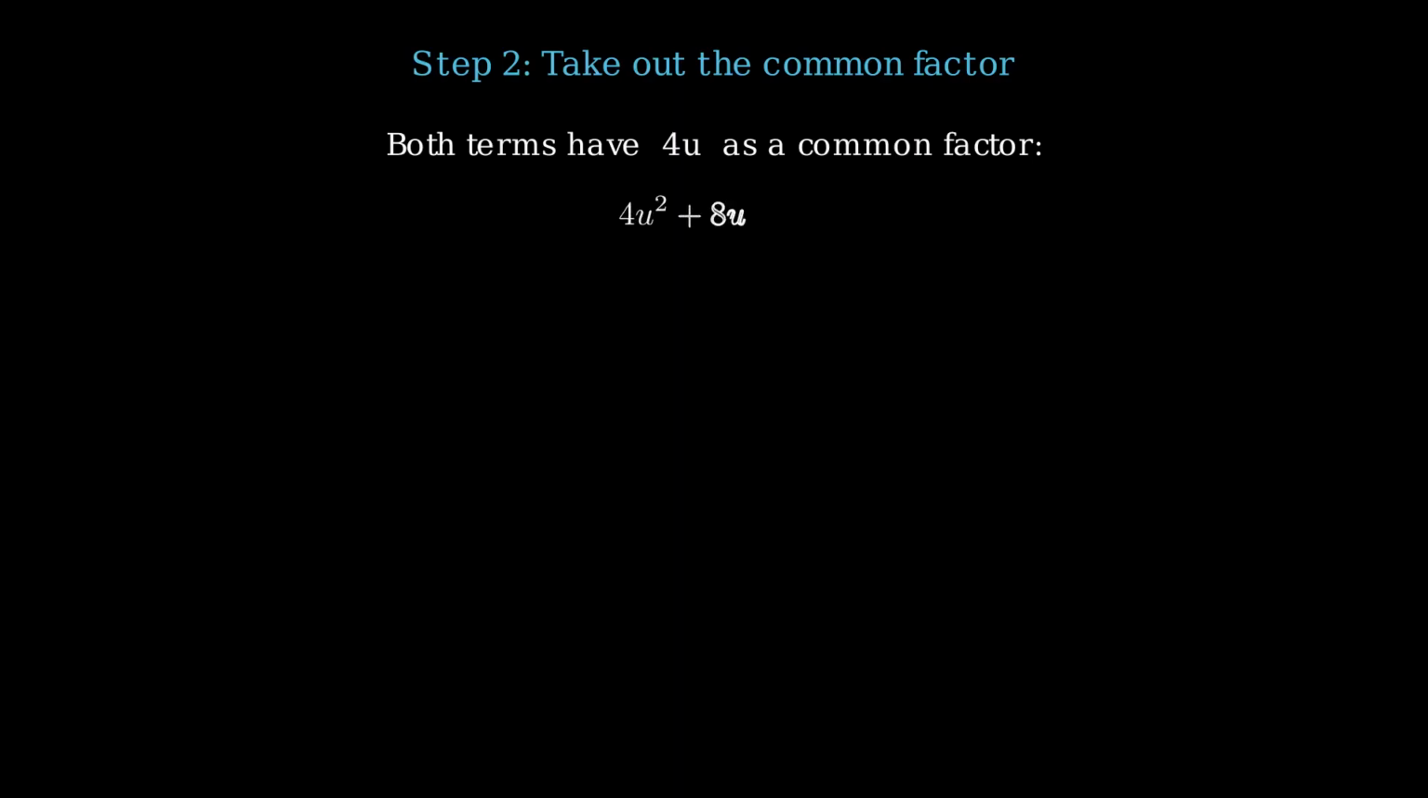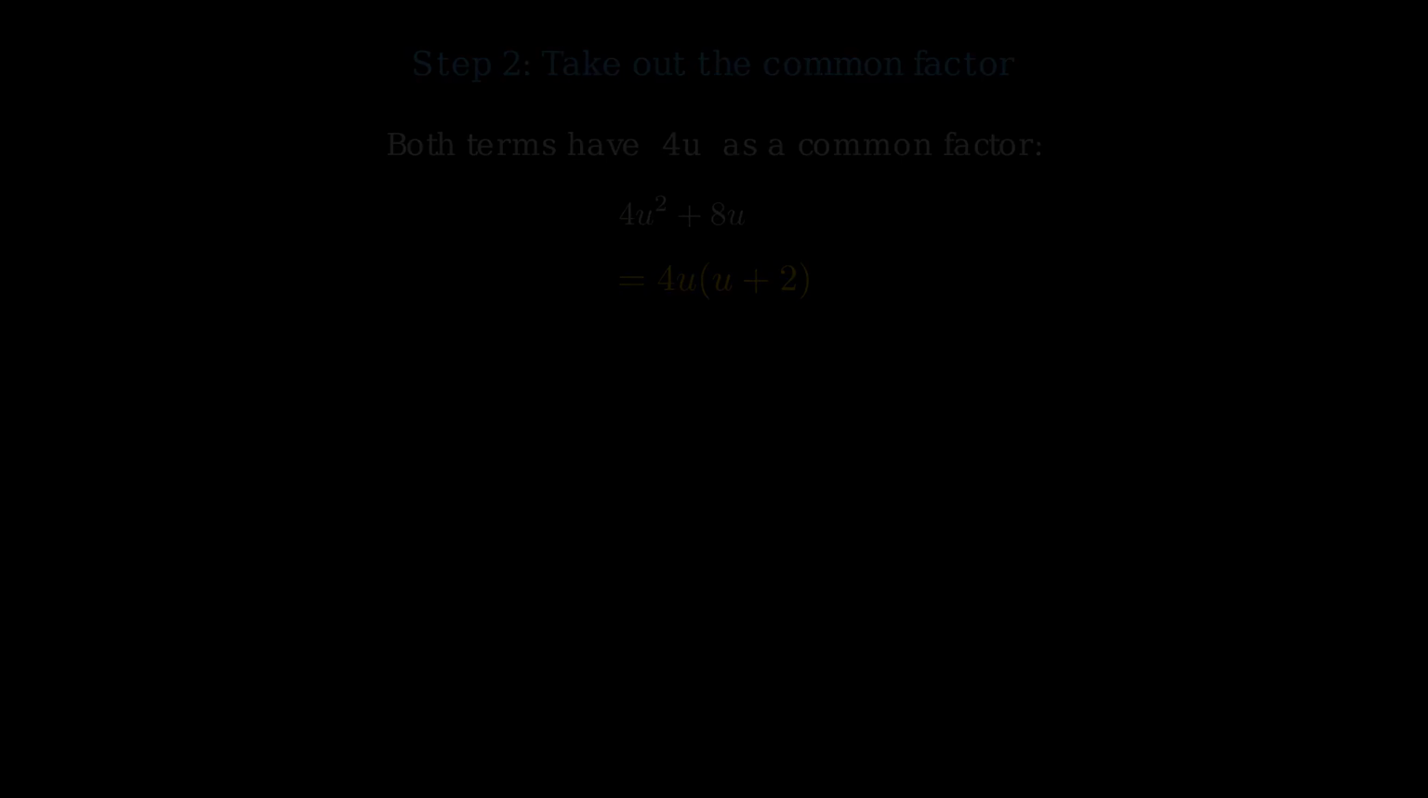Both terms share a common factor of 4u. So 4u squared plus 8u equals 4u times the quantity u plus 2. There is no need to split the middle term here since we can factor directly. Step 3. Find the zeros.